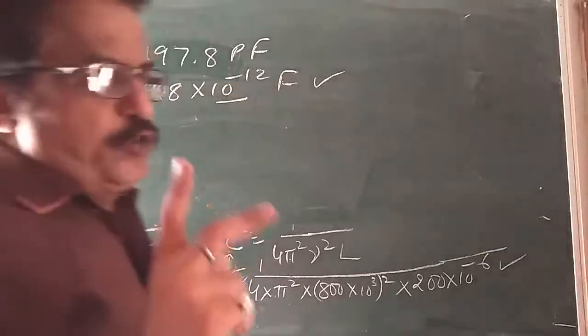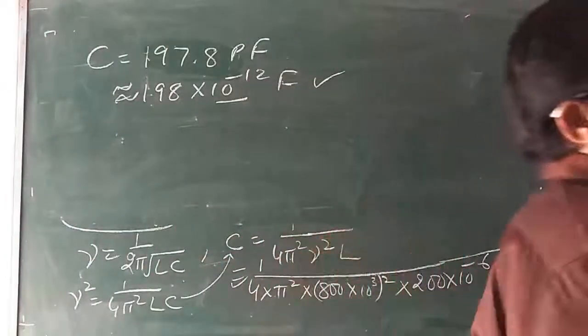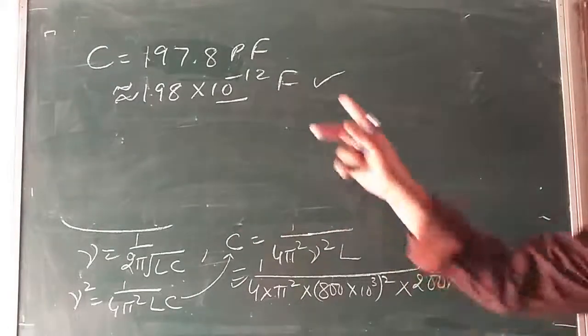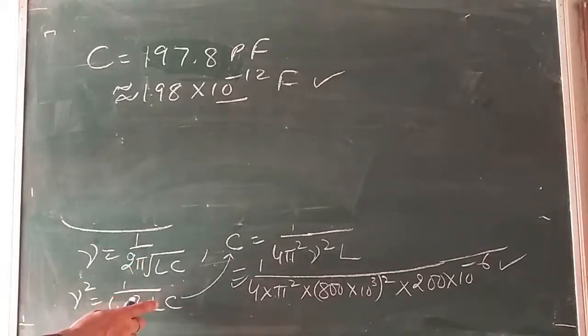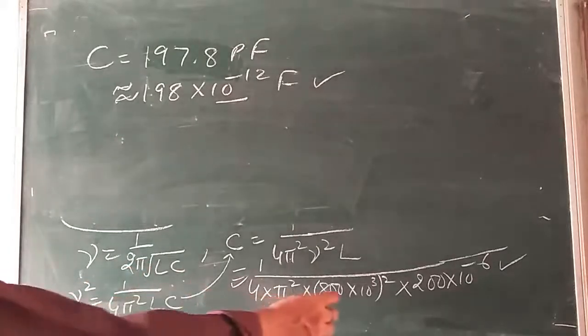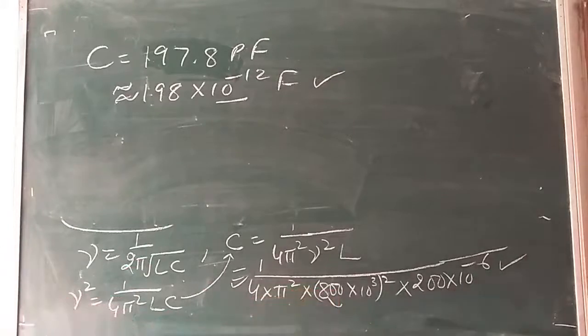Nano is 10 raised to power 9. Pico is 10 raised to power minus 12. And micro is 10 raised to power minus 6. All values you must know. So this is the value of capacity here. This capacity we calculated for the frequency of 800.